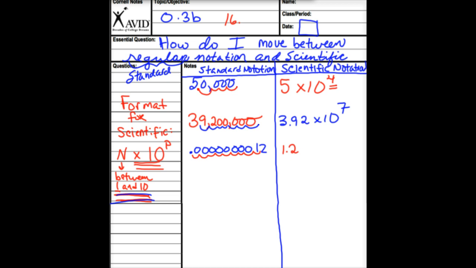So again, I need that number to be between 1 and 10. So I'm going to stop when I get that 1.2. I'm going to write 1.2. And then I'm going to always have times 10. And then how many places did I move that decimal point? Well, I forgot, so I got to go do it again. 1, 2, 3, 4, 5, 6, 7, 8, 9 places. But you don't write times 10 to the 9th because this is an incredibly tiny number. I write 10 to the negative 9th.